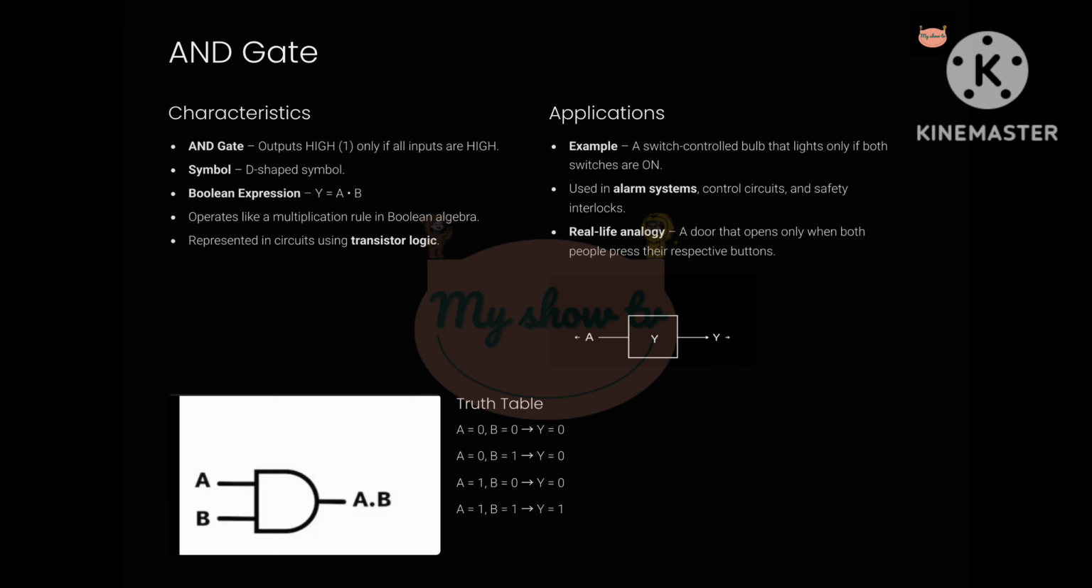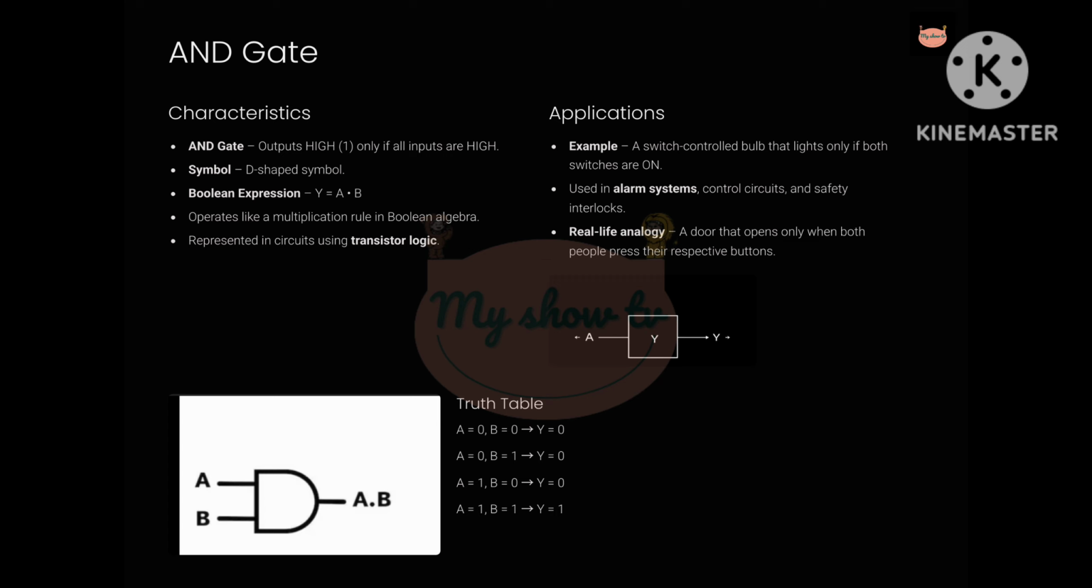Slide 2. AND gate. The AND gate outputs high, 1, only if all inputs are high. Think of it like this: a bulb will glow only if both switches are on. 1. Symbol, shaped like the letter D. 2. Boolean expression, output y equals a and b, written as y equals a.b. 3. Example, a circuit where both sensors must detect presence to trigger an alarm.